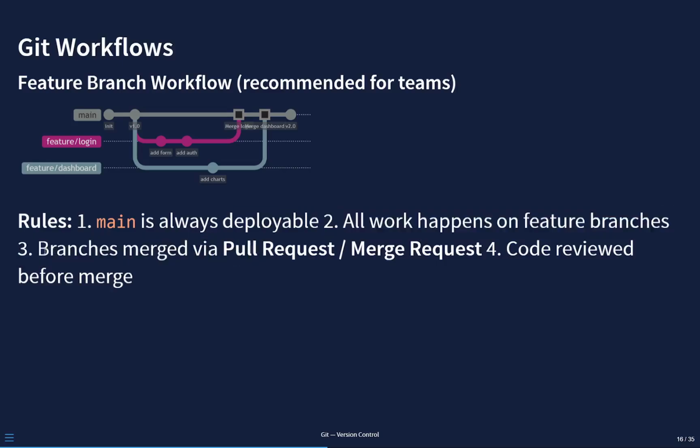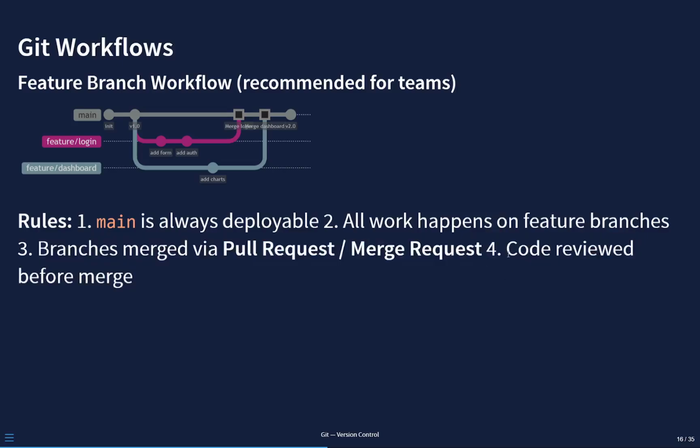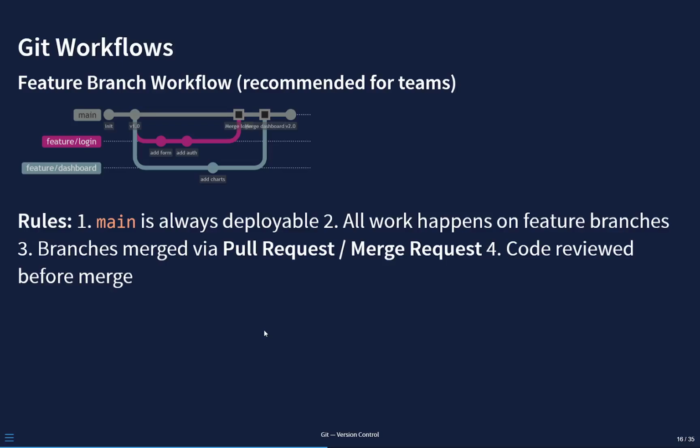Rule 3. Branches are merged via pull requests, or merge requests in GitLab terminology. This is the formal mechanism for proposing that a branch be merged, and it triggers code review, automated tests, and discussion. Rule 4. Code is reviewed before it merges. At least one other developer looks at the changes, ensuring knowledge sharing and catching bugs before they get into main. This workflow scales beautifully, from 2 developers to 200.